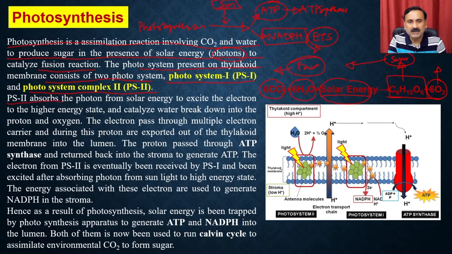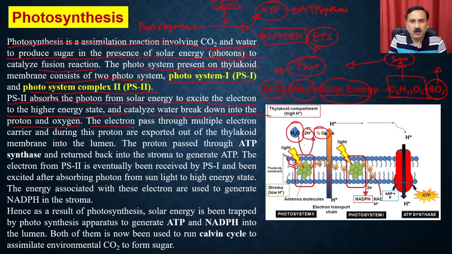So PS2 is going to absorb the photon from the solar energy to excite the electron to a higher energy state and catalyze the water breakdown into the proton and oxygen. So this is what is going to happen. The first complex that is going to respond to the sunlight is the PS2, and PS2 is going to take up the sunlight, and that's how it is going to catalyze the breakdown of the water, which is called water lysis, and it is going to generate the proton as well as the oxygen.